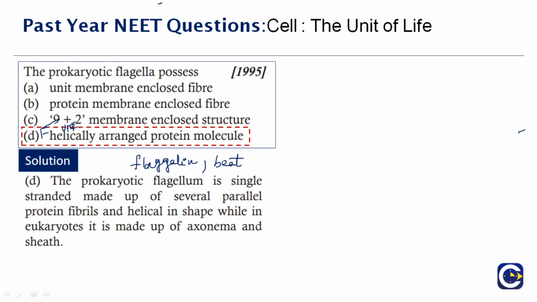Mostly the gram positive ones will have 2 rings in their basal body, and the gram negative ones will have 4 rings in their basal body. Therefore, the correct answer to this question is option D, helically arranged protein. As I already said, gram positive bacteria take the purple stain and have 2 rings in their basal body, and gram negative bacteria have 4 rings.